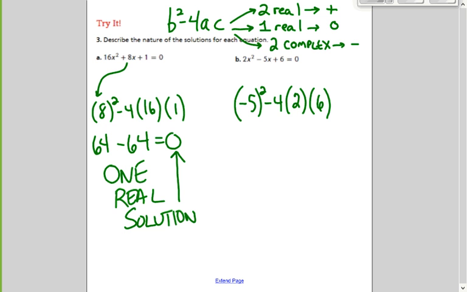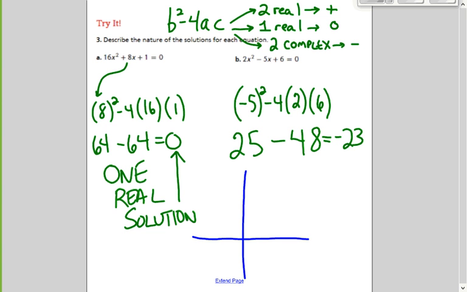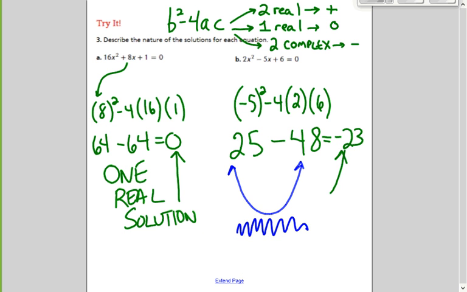In this one, we have 25 minus, this is going to be a number larger than 25. It's 48. 8 times 6, 48. So you get negative 23, meaning that this parabola would be floating up above the x-axis. There would be no real solutions. There's a gap there. Doesn't hit the x-axis. Since this is negative, you would say two complex solutions.